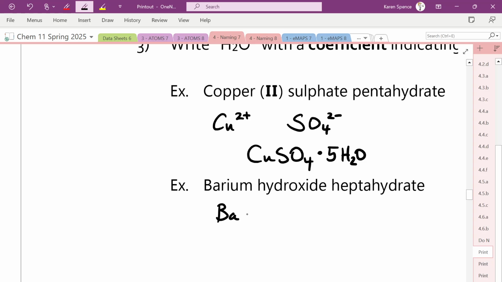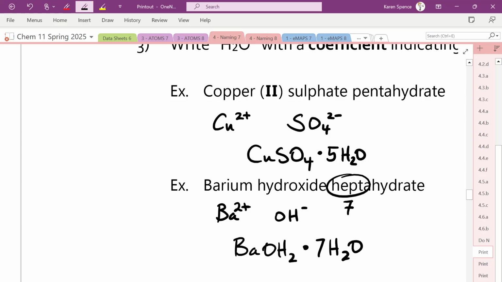Barium. Barium is in column 2, therefore its charge is plus 2. Hydroxide is OH minus. And then hepta means 7. Okay, so here's our formula. BaOH2.7H2O.